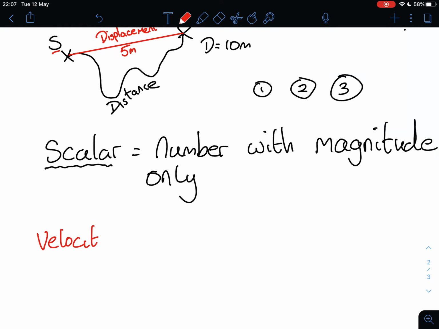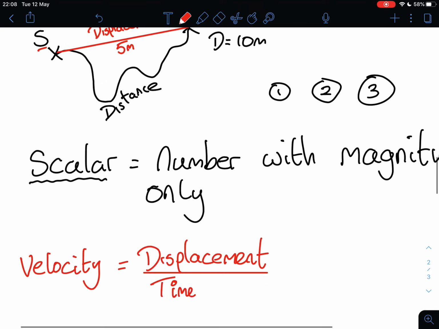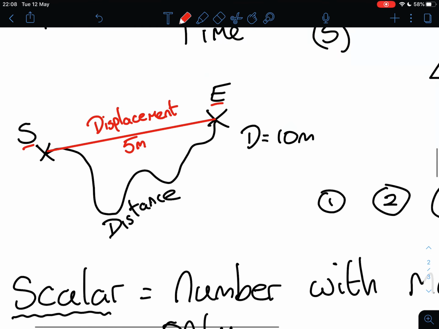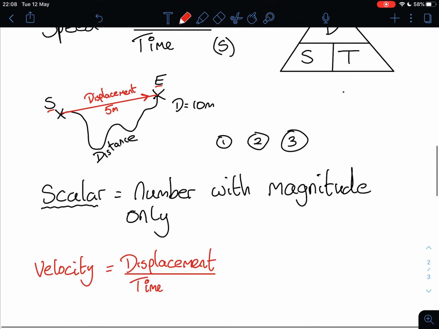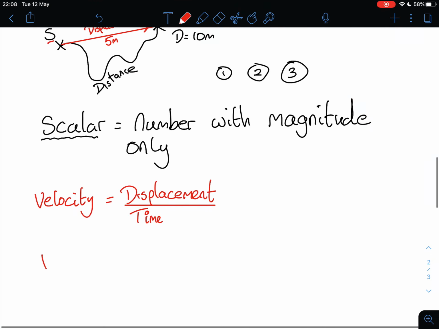So you'll have heard people use the word velocity and speed interchangeably, but at a technical level they're two different things. So velocity is the displacement over time. And you'll end up with a different number. There's something else about velocity as well. I can draw an arrow showing that I've gone from one place to another, which means that displacement is a vector.